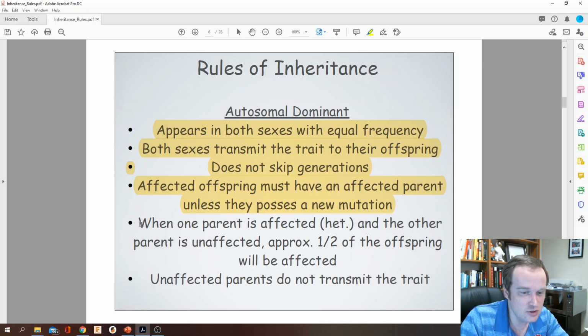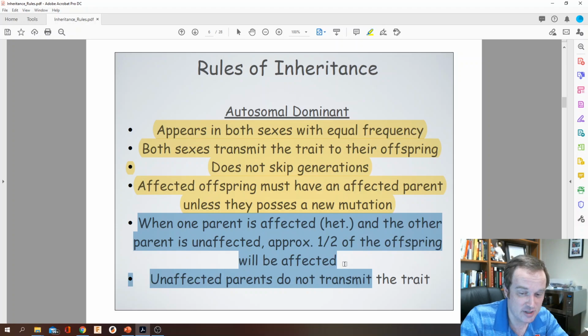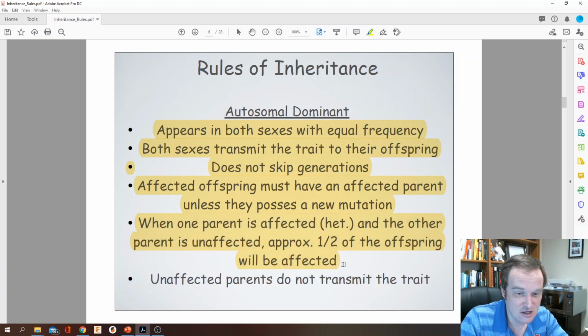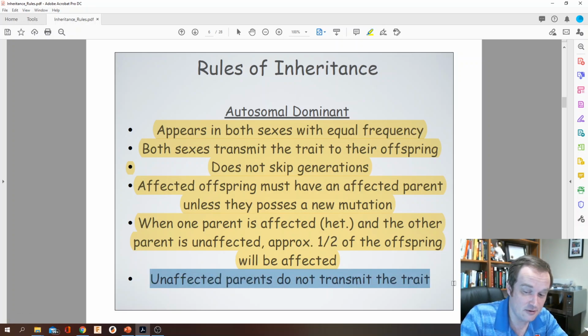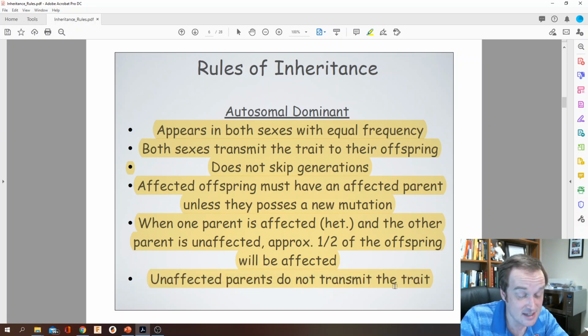And another rule is that when one parent is affected and the other parent is unaffected, half the offspring will be affected. Because this is like a Punnett square, we have either a big A big A or a big A small a by a small a small a, where we get a 1-to-1 ratio. And so this is where you get that 50%. And unaffected parents don't transfer the trait because they don't have a copy of that mutant allele.